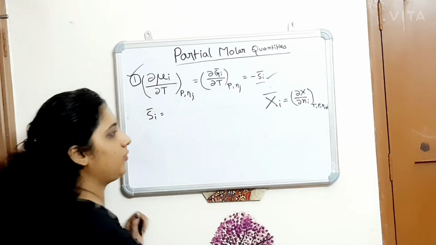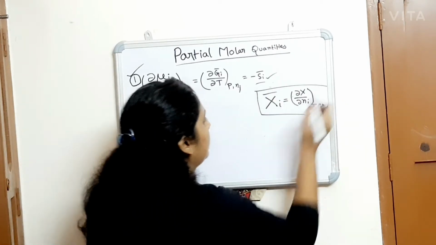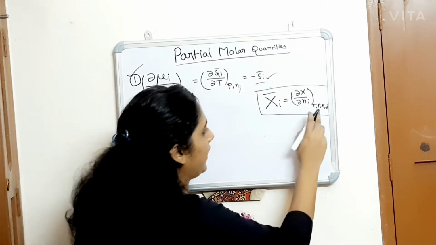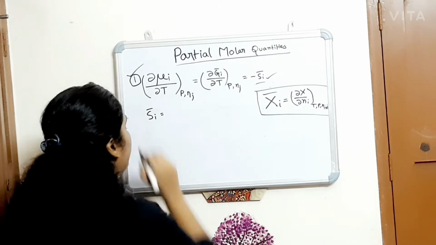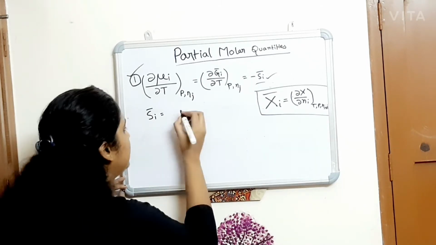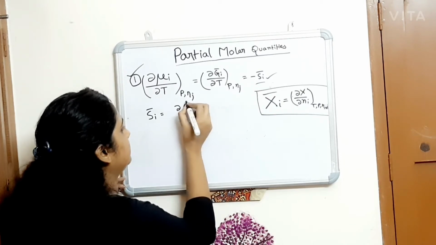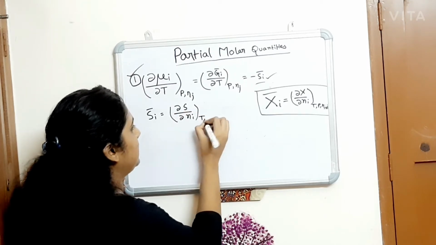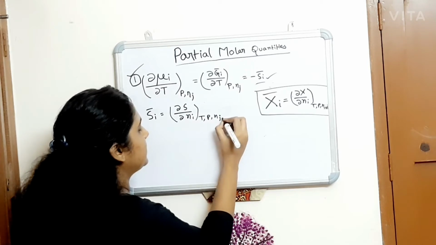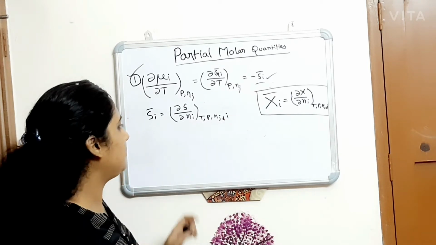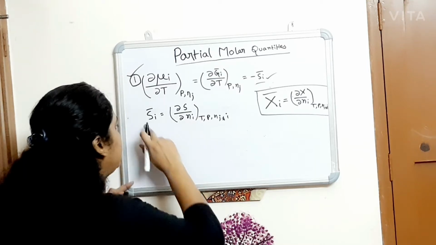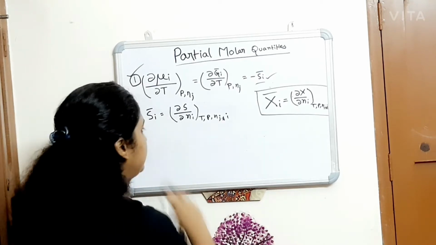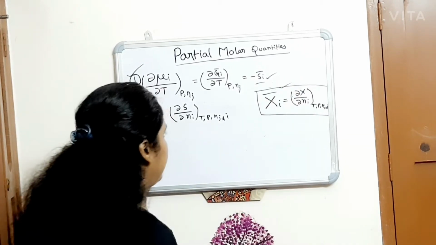So this is the general form of the partial molar quantities. Any partial molar quantity, that is X̄ᵢ, is equal to ∂X/∂nᵢ at constant T, P, nⱼ ≠ i. So what will be the expression for S̄ᵢ? This expression is the expression for the partial molar entropy of the ith component. This is the general expression.